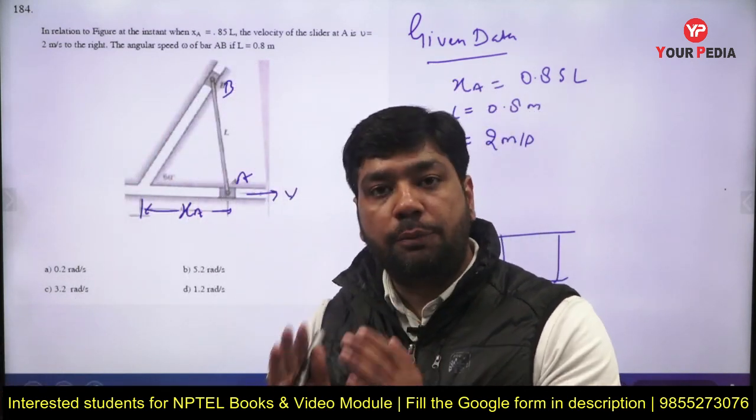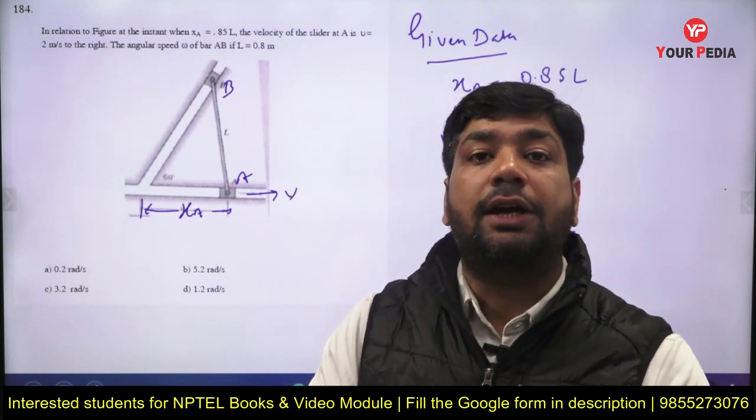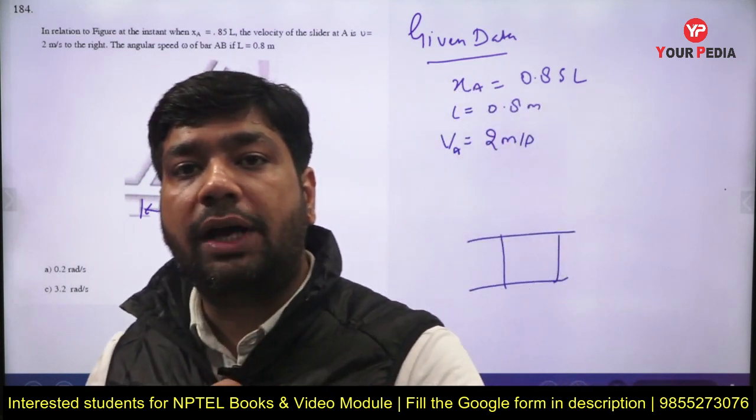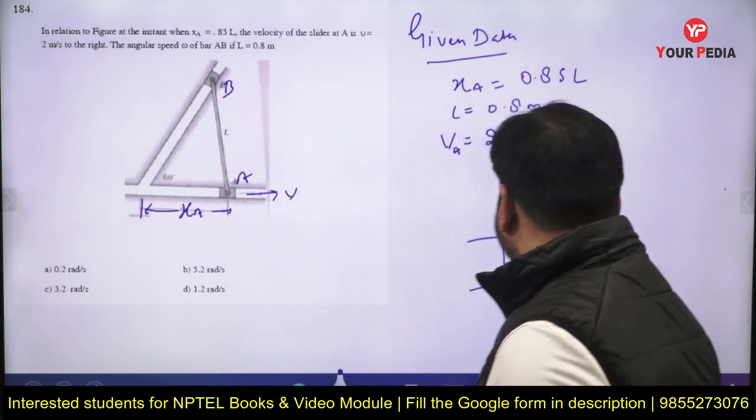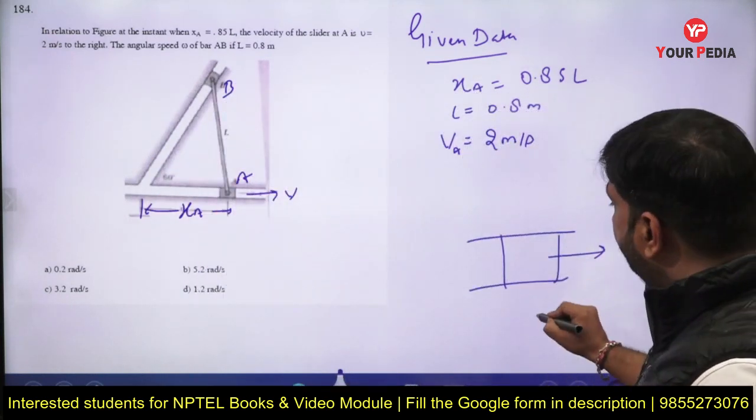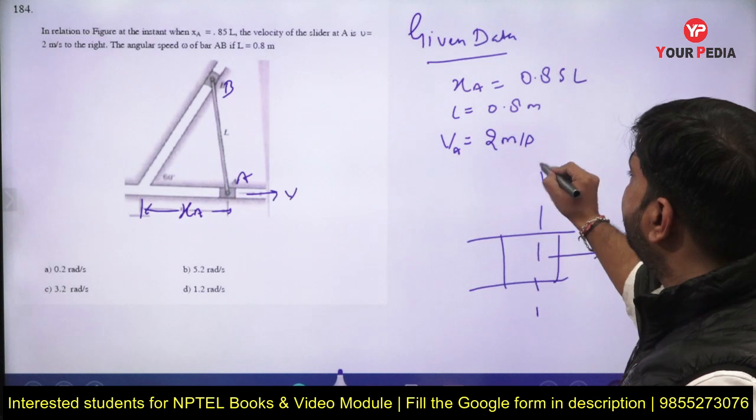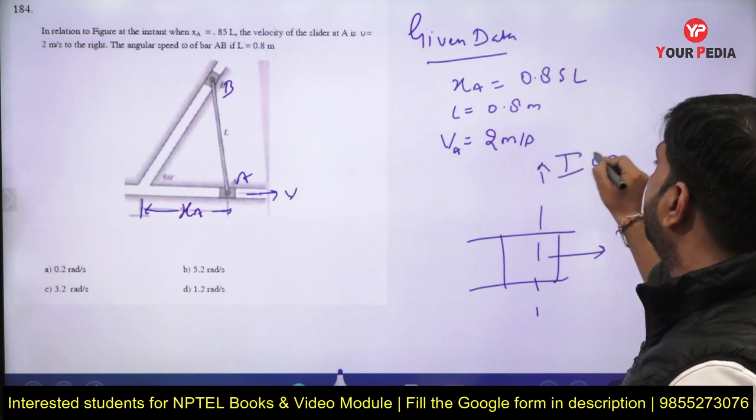अगर मैं बात करूं कोई भी चीज मेरी जो कि प्योरली ट्रांसलेशन में है, उसका हमेशा इंस्टेंटेनियस सेंटर कहां होगा, इन्फिनिटी. तो अगर मेरा ये स्लाइडर ऐसे करके मूव कर रहा है, तो we are always assuming the instantaneous center lies at the infinity.